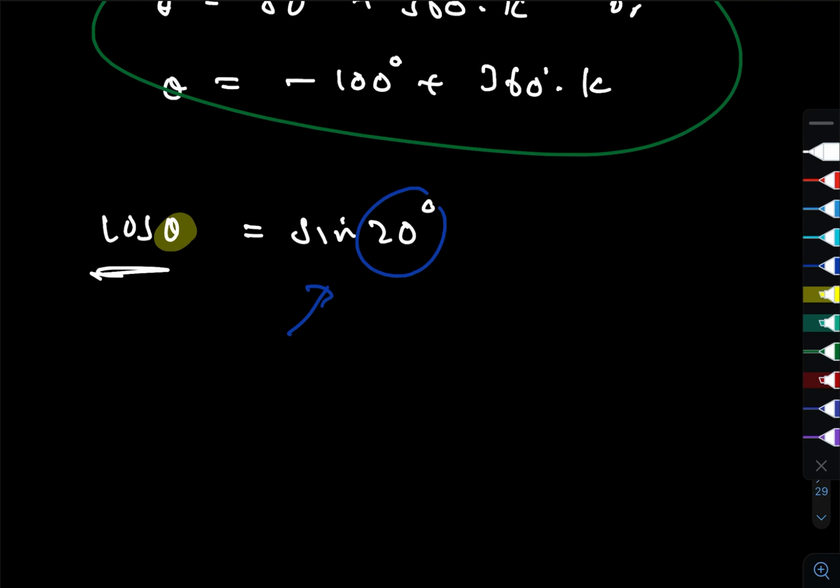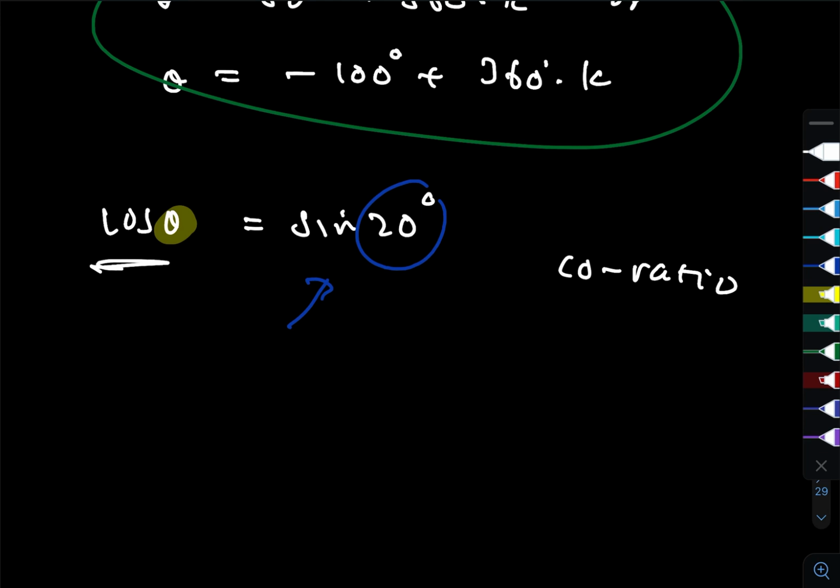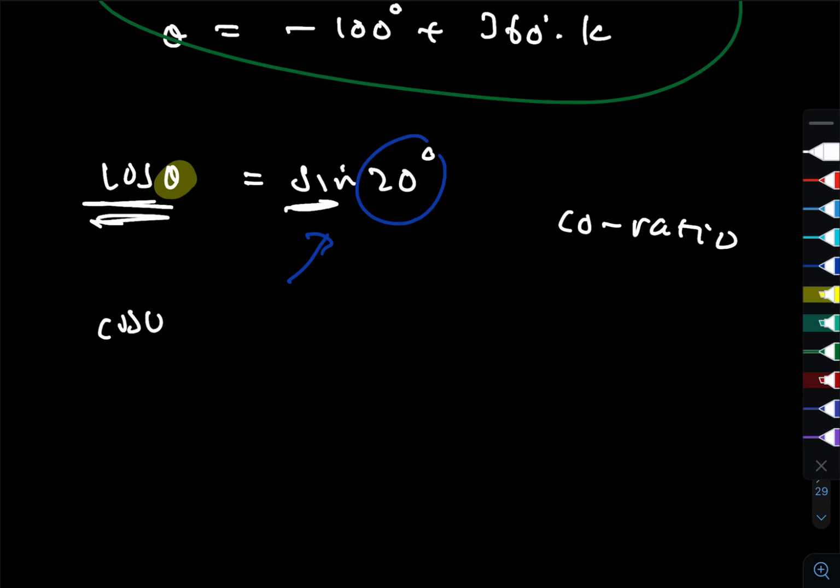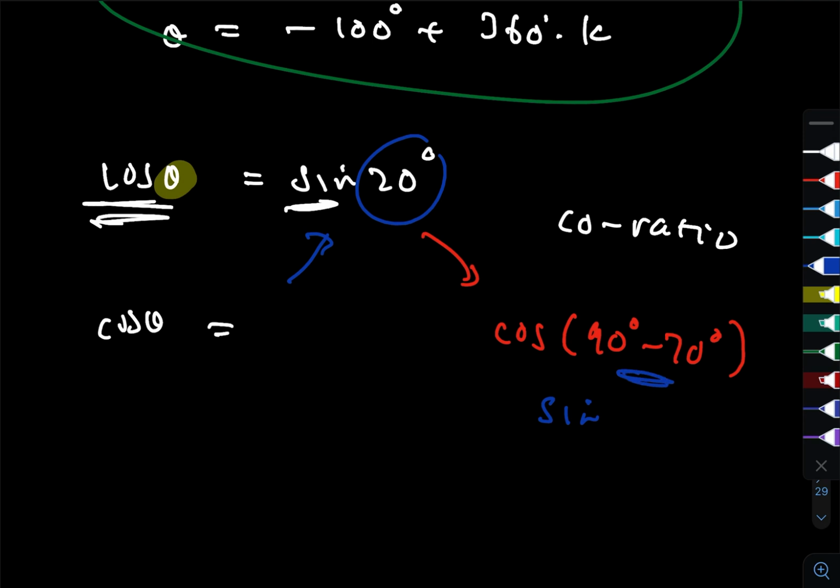Now I can employ what we refer to as correlations. All I need to do is to change this ratio, and I want it to look more like that ratio. So cosine theta equals sine 20 degrees is more like when I have cosine of 90 degrees minus 70 degrees. Remember, when we use correlation, this is going to be simply sine. That's 90 minus 70, that's going to be 20.